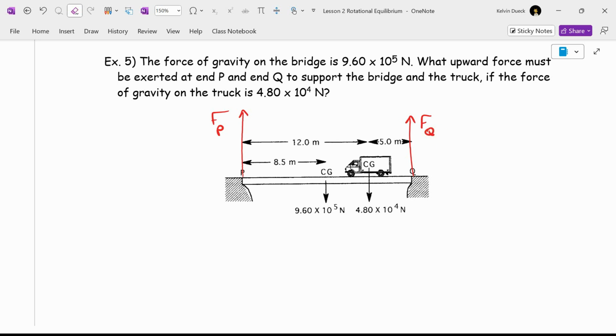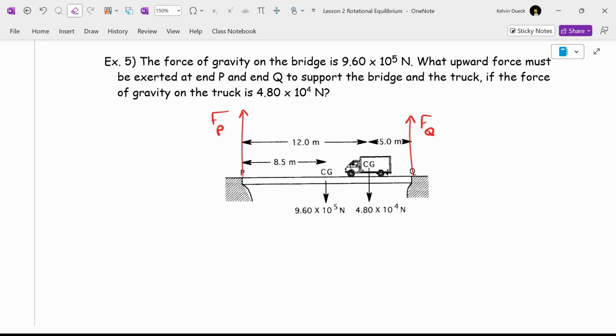Now, to solve this with forces and translational equilibrium by saying everything up equals everything down is impossible. Why? Because, Tony, how many forces don't I know? How many unknowns do I have? Yeah, I don't know FP or FQ, but is there a beam in this question? Yes. We're going to use torques.